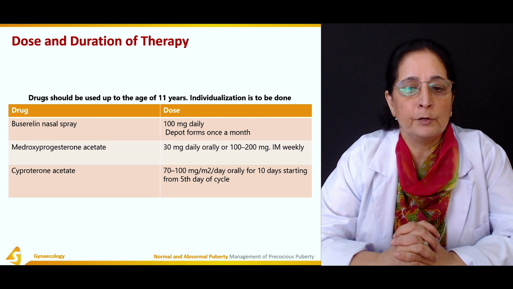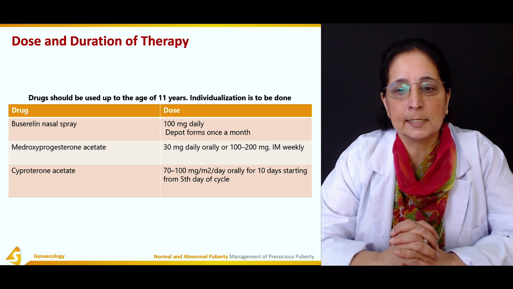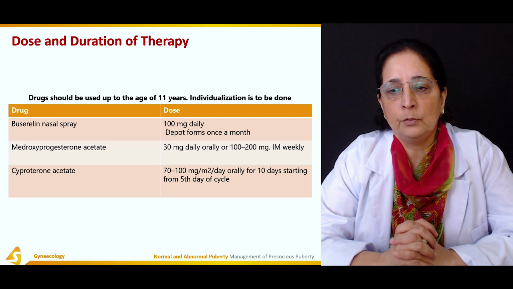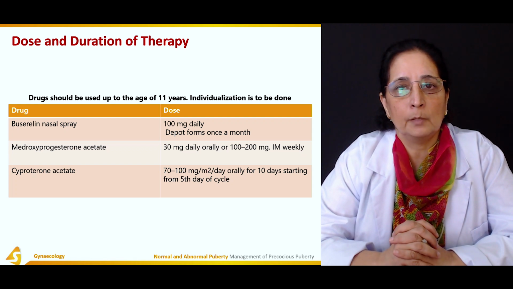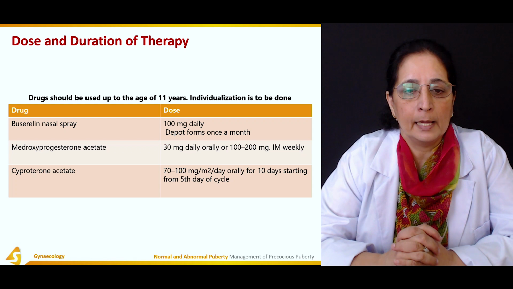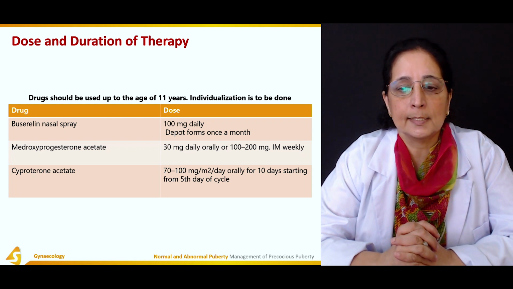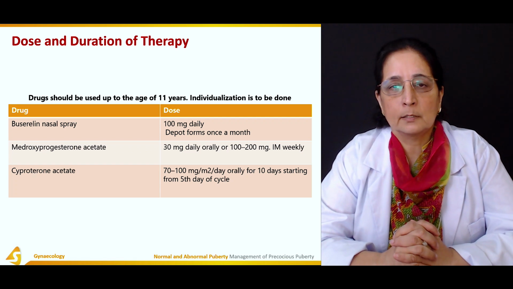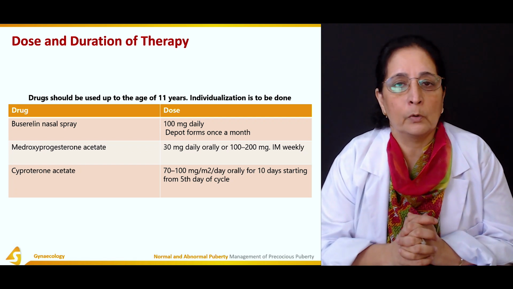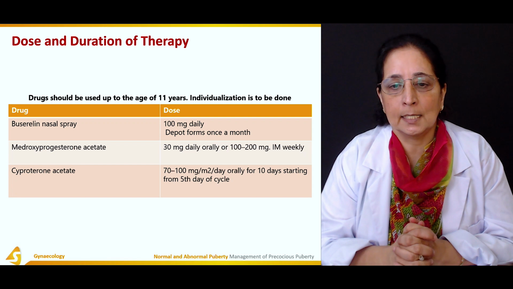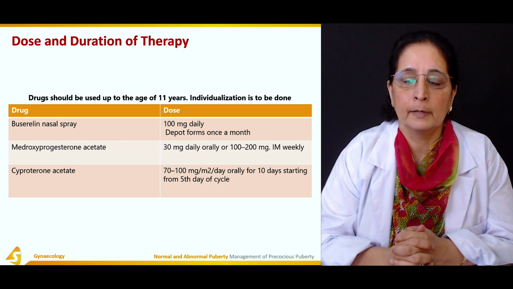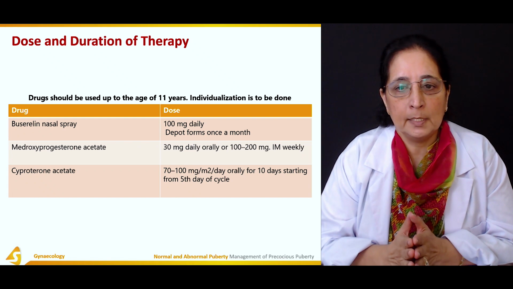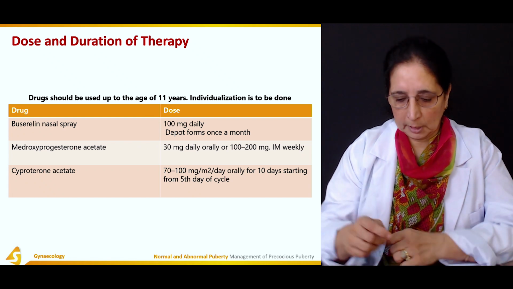Then we have medroxyprogesterone acetate 30 milligram daily orally or 100 to 200 milligram intramuscularly weekly. And then cyproterone acetate 70 to 100 milligram per square meter per day orally for 10 days starting from the 5th day of the cycle. So these are the three therapies and their dosages.